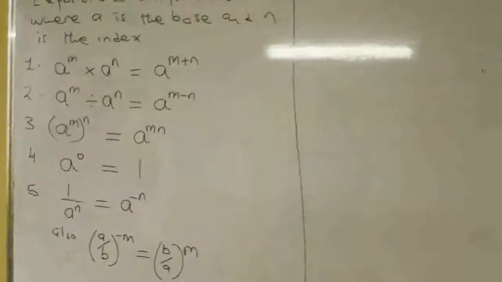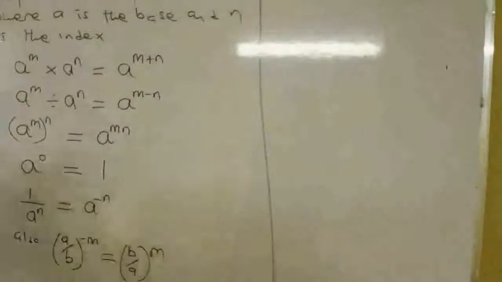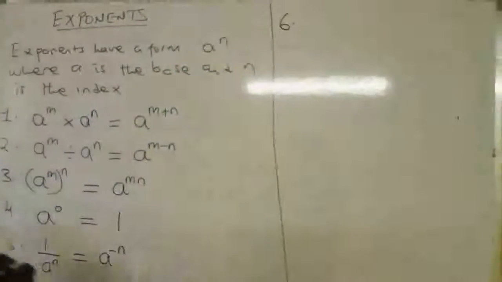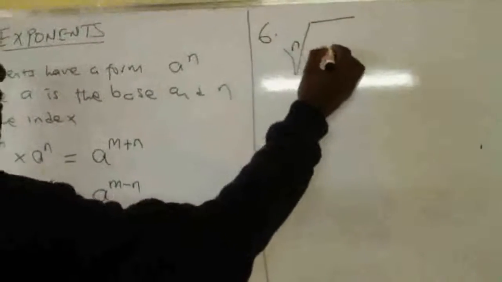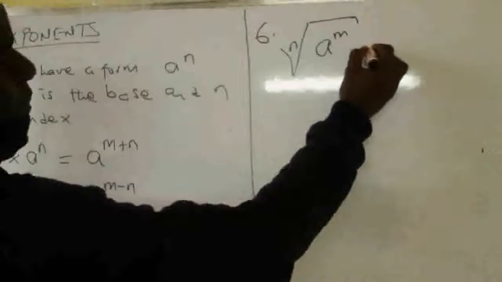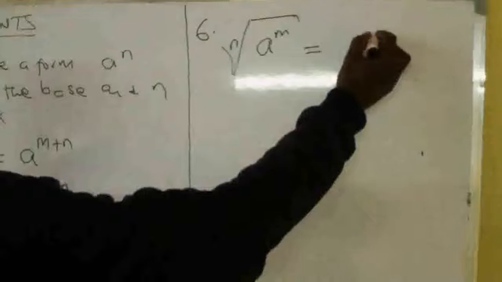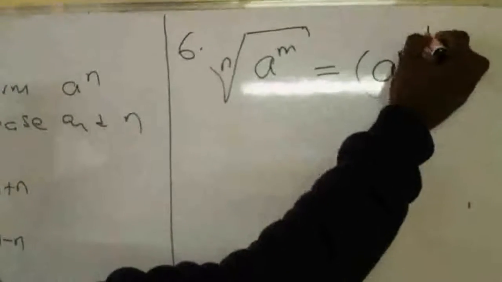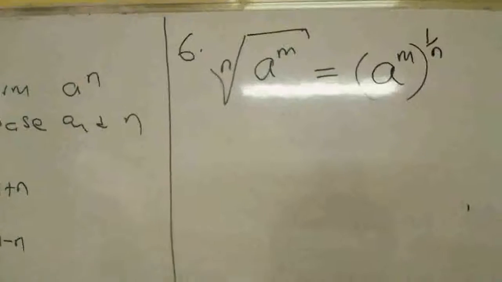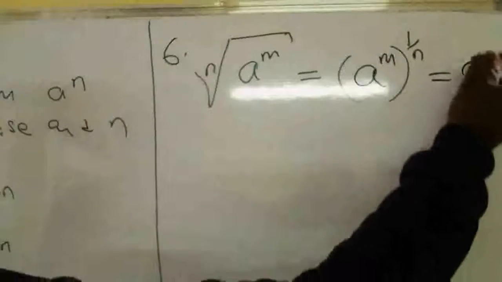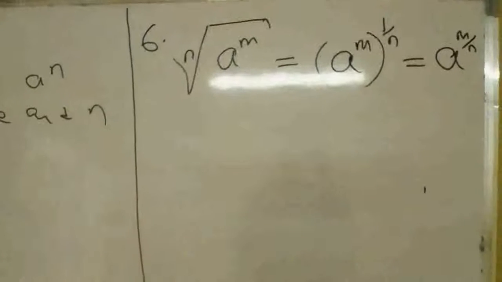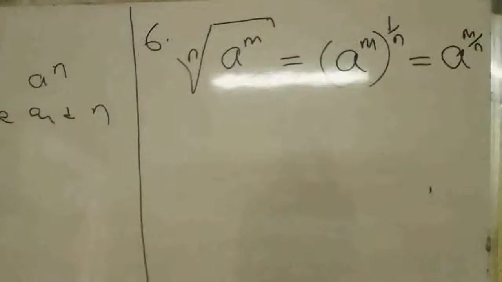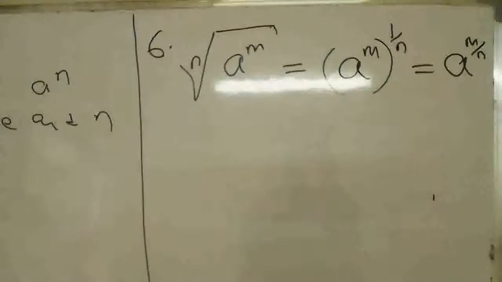Then the last one, rule number 6: the nth root of a power m is the same as a power m, then power 1 over n. In other words, this is the same as a power m over n, because you are going to multiply the two powers. Those are our 6 rules, and they are going to be instrumental in solving our expressions in exponents.